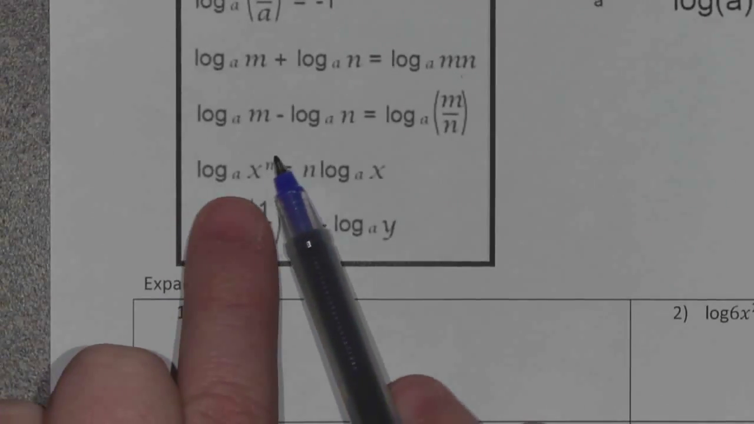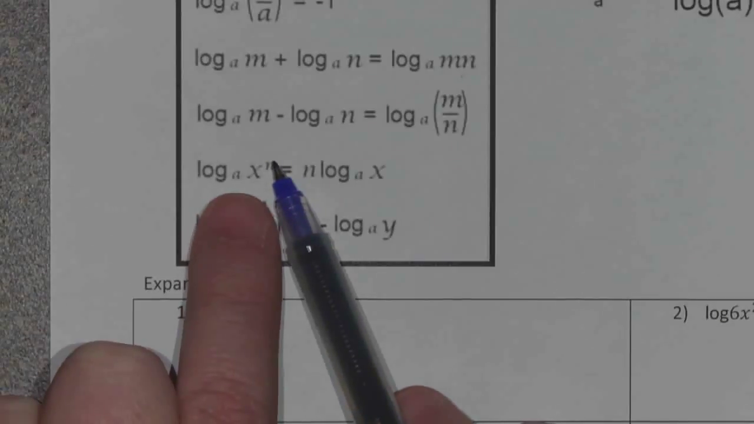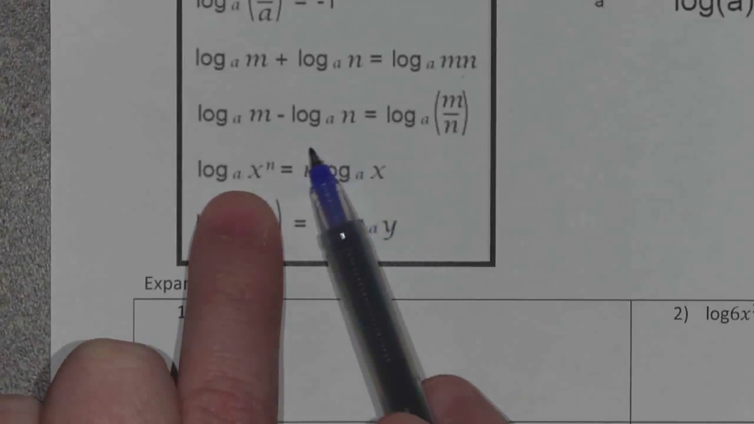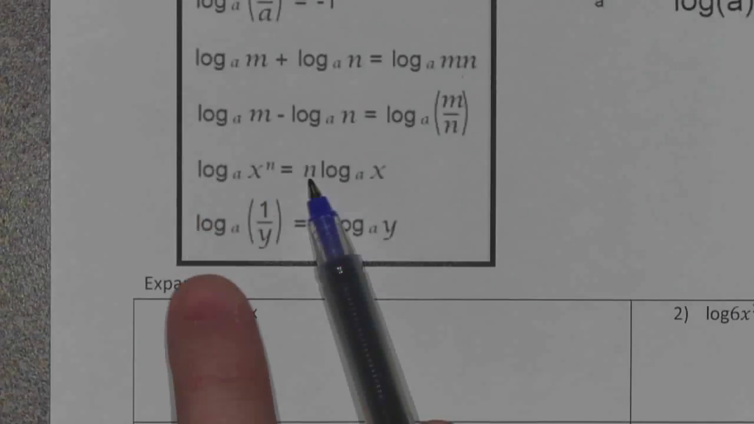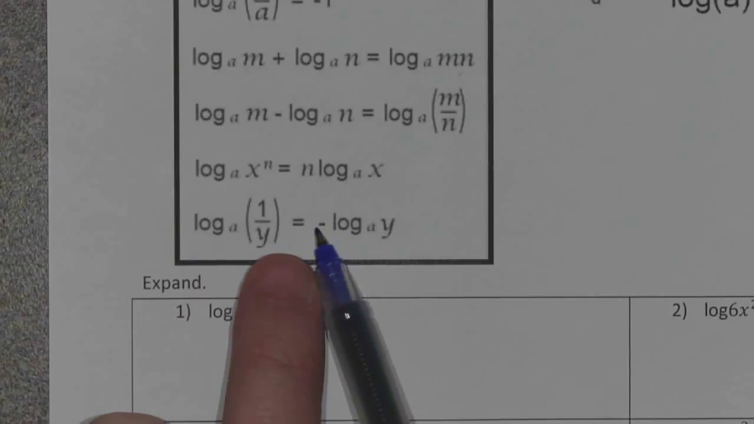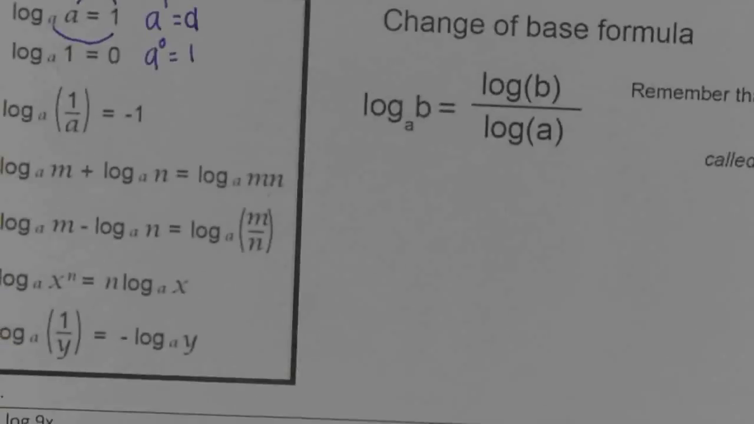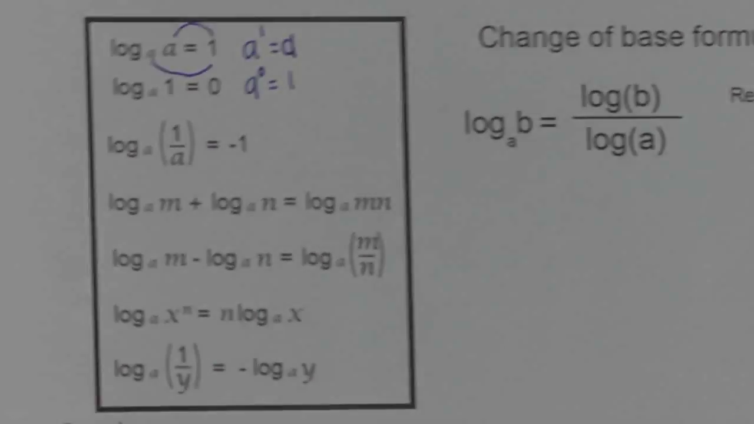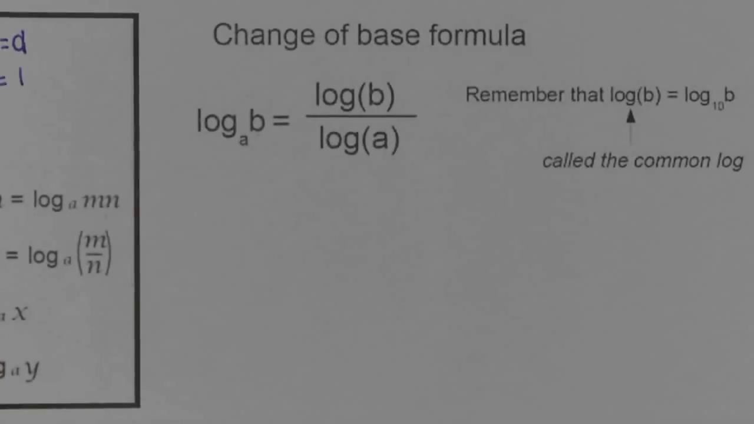This one says if you have a power. Now, this is probably the only rule that's a little bit different. If you have a power on your x, you're going to bring it down in front as a coefficient. Okay, I'm going to show you what we're going to do with that in just a minute. And then there's this one that says if you have the negative out in front, you would do 1 over y for that. It's like the inverse function of that. So we're going to just do this part right here in a minute, but those are the rules. I just wanted to take a minute and show you that they're no different than the rules that we've already learned for exponents, okay? This is a new rule, though.